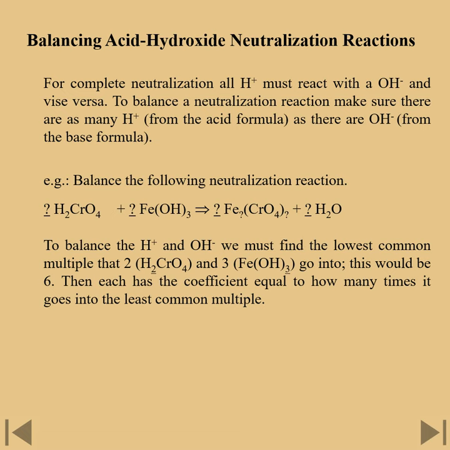Okay, so the least common multiple of 2 and 3 is 6, which means we're going to have 6 hydrogen ions reacting with 6 hydroxide ions. 6 hydrogen ions means 3 of these chromic acids. 6 hydroxide ions means 2 iron 3 hydroxides. Let me rewrite that.